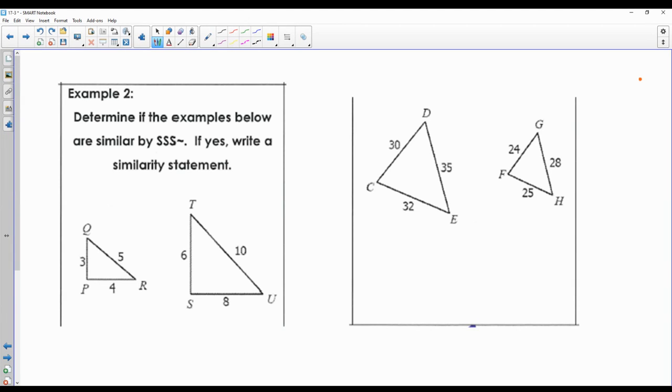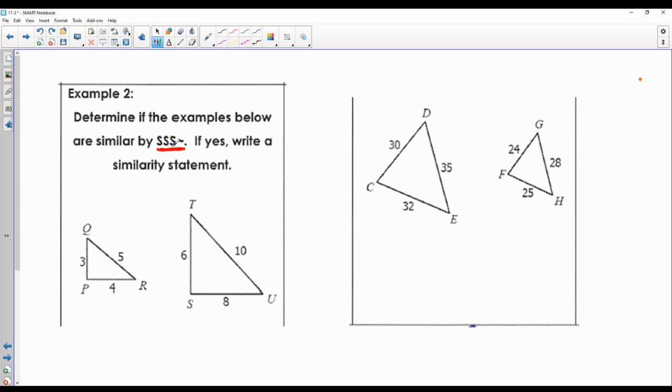All right. Here's example number 2. They've asked us to determine if these examples are similar using side similarity. Now remember, similarity is going to be different than congruence. We don't have to prove that they're the same. What we have to do is prove that all three sides are proportional.